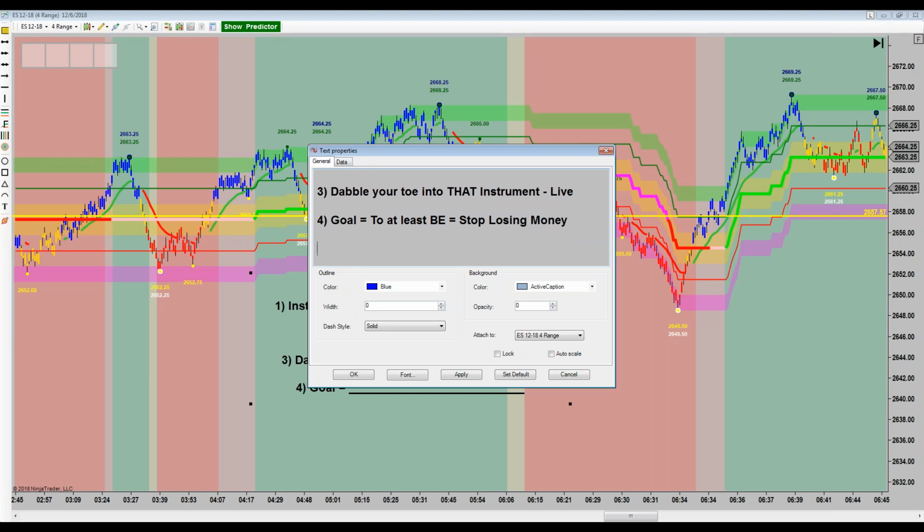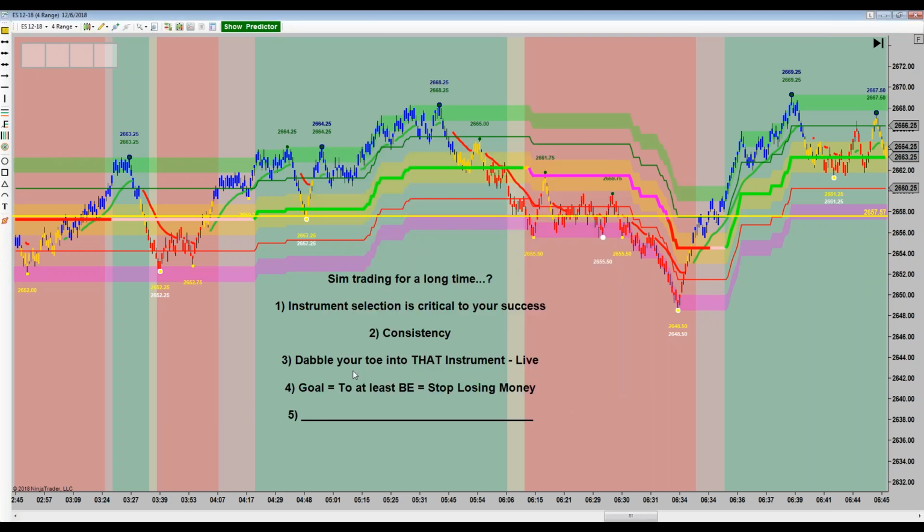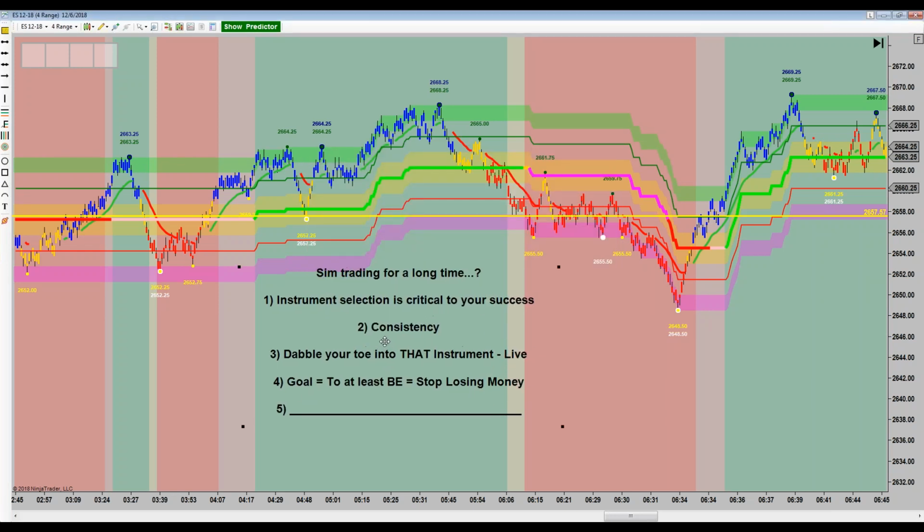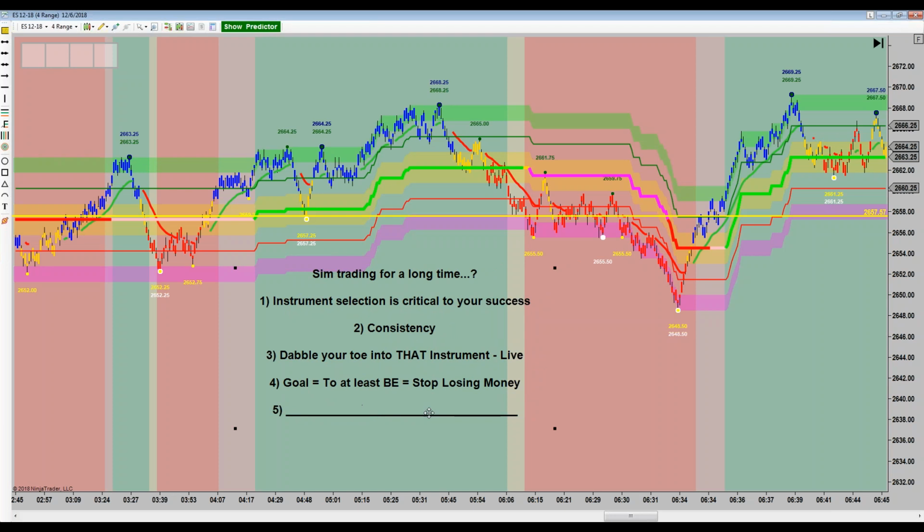Now, if you get through number 4, number 5 will be what? What will become a result of doing steps 1 through 4? What will happen to your trading psyche, your mind, and your trading mind? What will happen here that some of you, maybe a lot of you, don't have yet? Confidence.